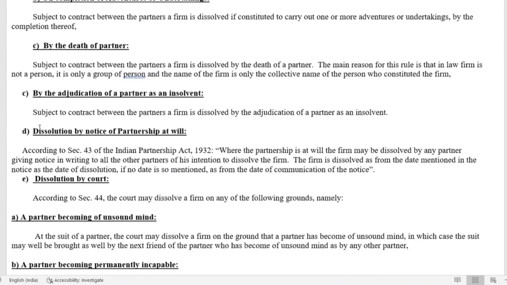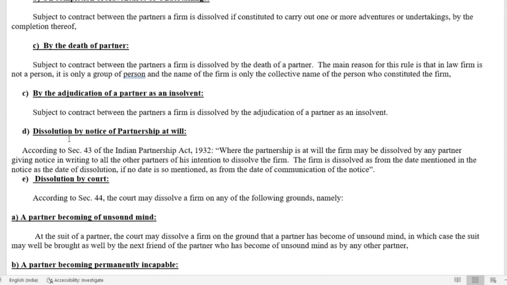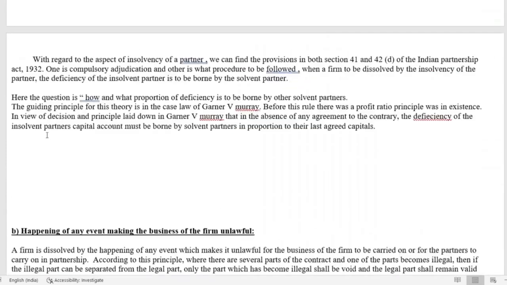And next one, as we have discussed at length, is the adjudication of a partner as an insolvent. Subject to contract between the partners, a firm is dissolved by the adjudication of a partner as an insolvent. So this is the aspect we can see. And the next one is dissolution by notice of partnership at will. So here we can see dissolution by notice of the partnership at will is the next aspect.